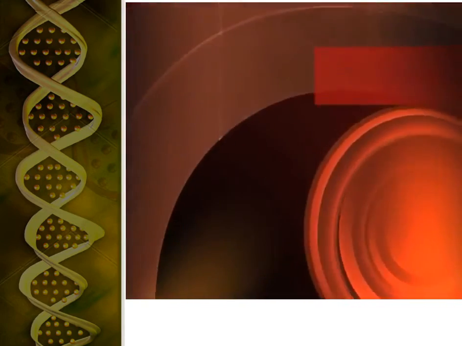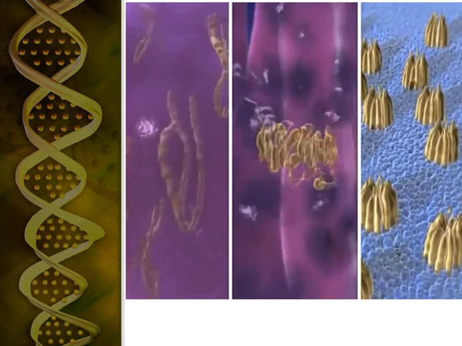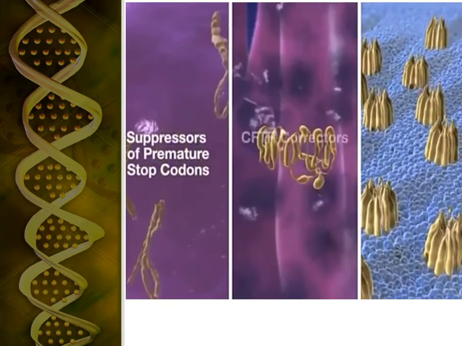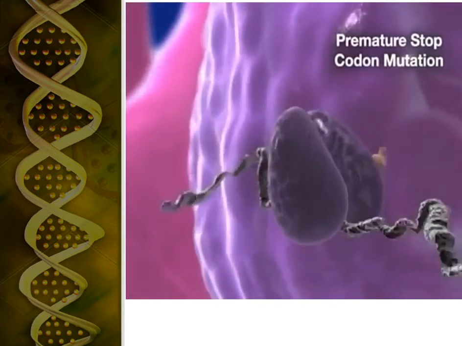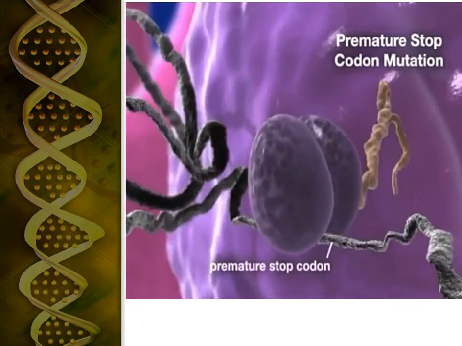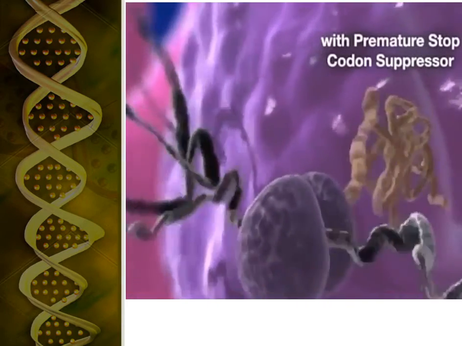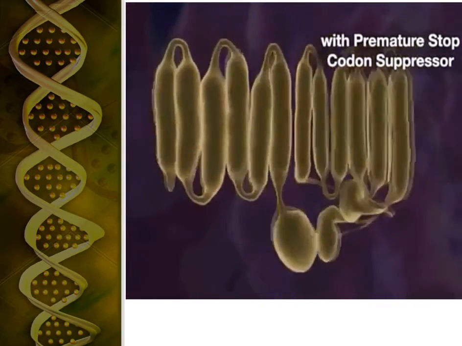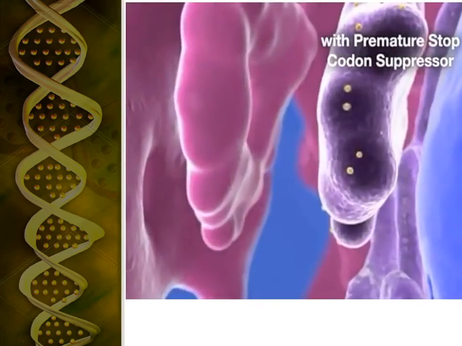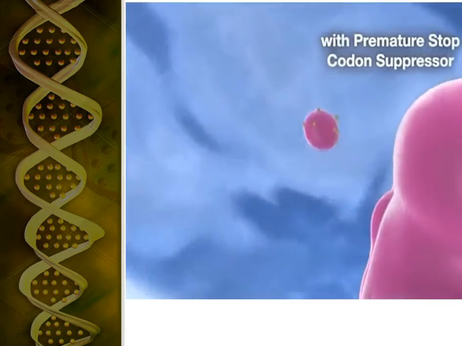Several types of compounds are under investigation that specifically target dysfunctional CFTR. Three major types are suppressors of premature stop codons, CFTR correctors, and CFTR potentiators. Premature stop codon mutations prevent full translation of messenger RNA. To address this problem, agents are under investigation that suppress the premature stop codon, allowing translation of a full-length CFTR protein that then reaches the cell surface, where it may be able to transport chloride to the airway lumen.